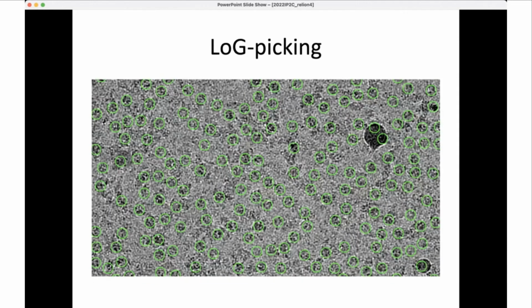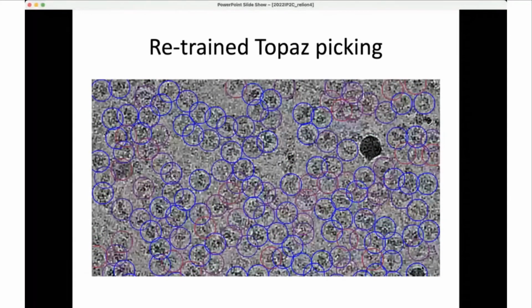Just again, an example from the beta-gal dataset. This is what the Laplacian of Gaussian picker in Relion does, just basically finding blobs of the right size, and you will have some false positives here on some of the contaminations. And this is what Topaz picks, and here blue means better, and the redder the particles are, the lower confidence Topaz has in these particles. So you see some of the false positives are avoided, and probably this one's still a false positive there.